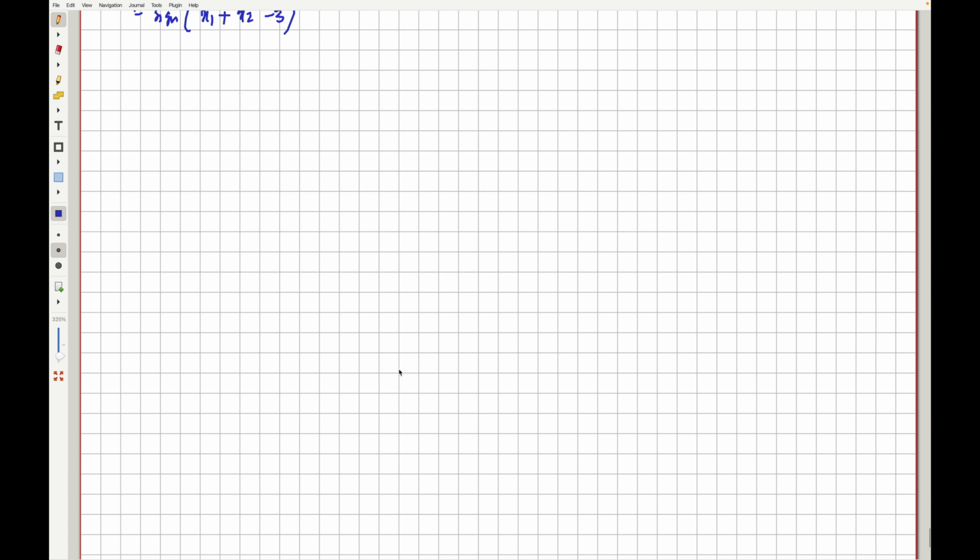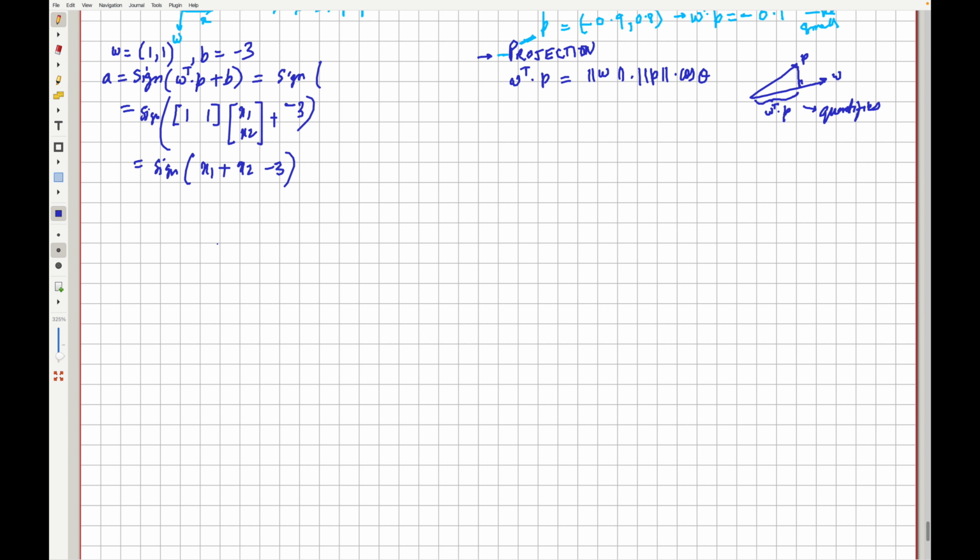So essentially what we are looking at is sign of x1 plus x2 minus 3. If we now put in some values, let's say we have the point 4 1. If we calculate the value for W transpose P, just that dot product, it's going to be x1 plus x2, so the dot product will be just 5. Now if we add the bias, which is -3, 5 minus 3 becomes 2, and that helps us determine the class. The sign is positive, so this belongs to class 1.